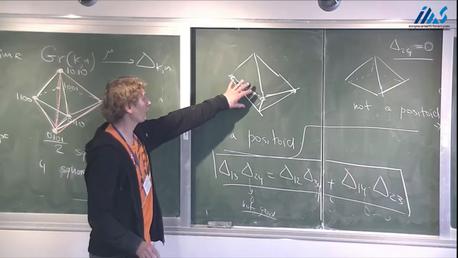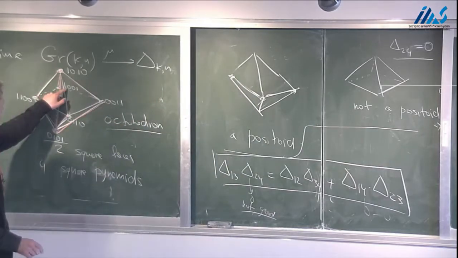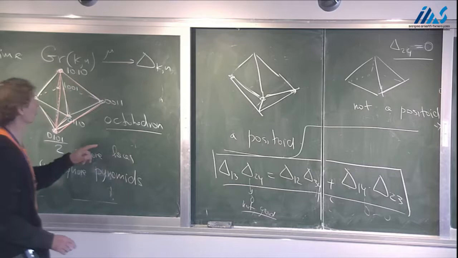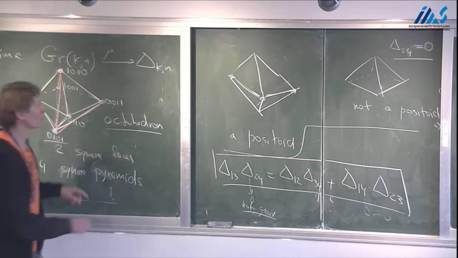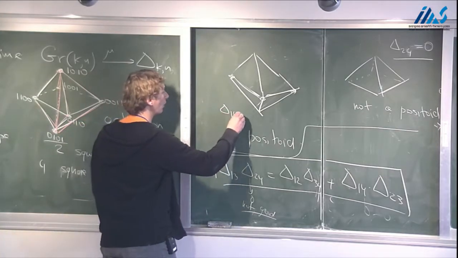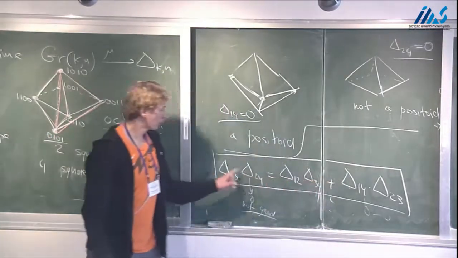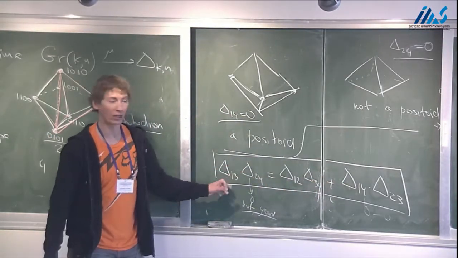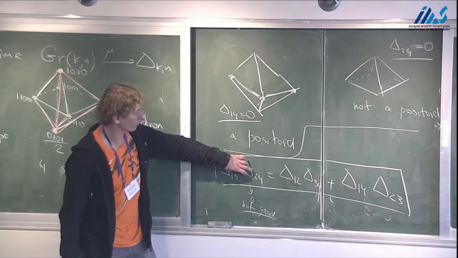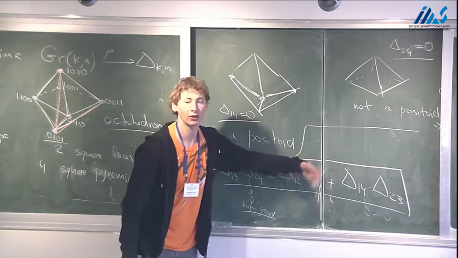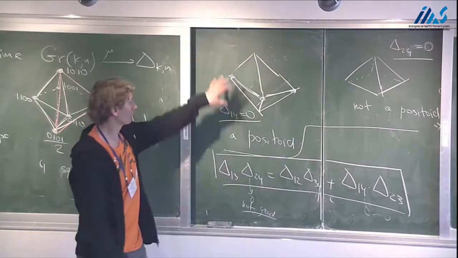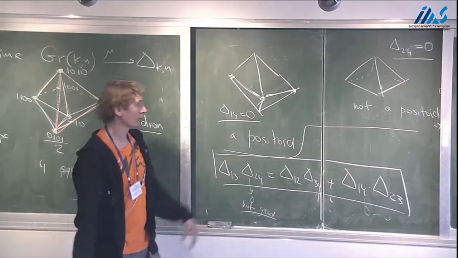But in this picture, you set delta 1,4 to 0, so you removed this vertex. Here delta 1,4 equals 0, which is okay. You can set delta 1,4 to 0 and you can still satisfy this relation. So you have something positive equals to something positive plus 0. That's allowed. So that means that this is a positroid, but this is not.